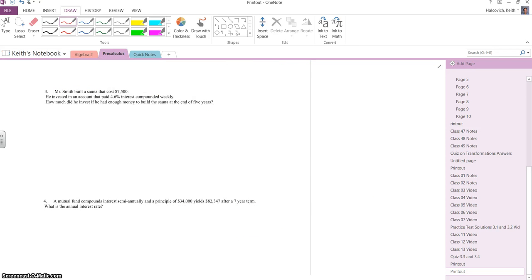All right, Mr. Smith built a sauna that cost 7,500. He invested in an account that paid 4.6% interest compounded weekly. That means 52 times. How much did he invest if he had enough money to build the sauna at the end of 5 years? So X is the principal. Y is the amount in the account.